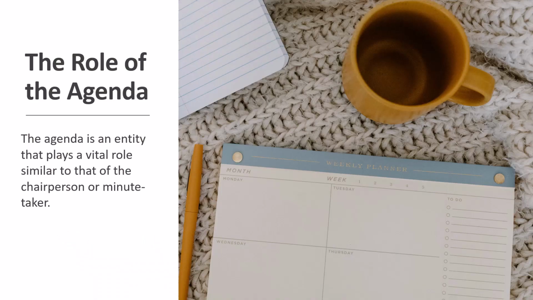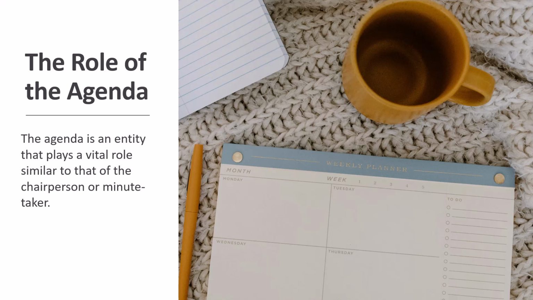The role of the agenda. The agenda is an entity that plays a vital role like the chairperson or minute taker. It should not be ignored because if it is ignored, your meeting will experience time and participant management problems. Many times meetings run over or are cut short, leaving topics unaddressed that were on the agenda. Consistently missing the agenda time and topics is a sign of poor meeting management.